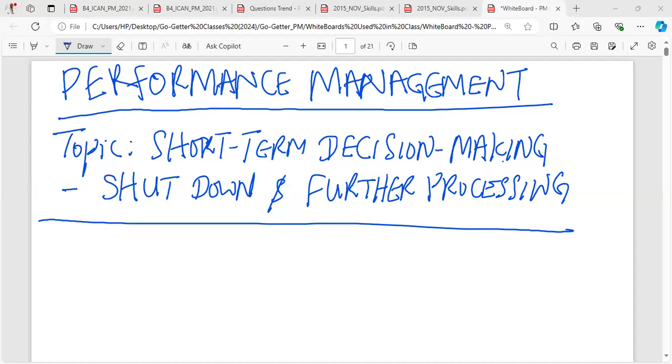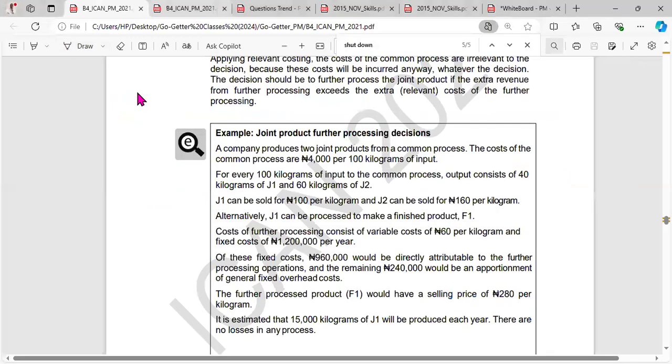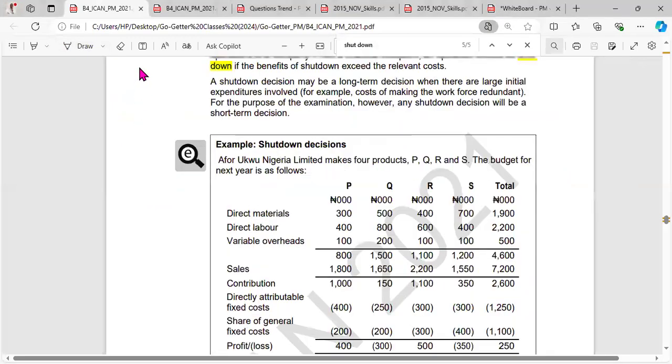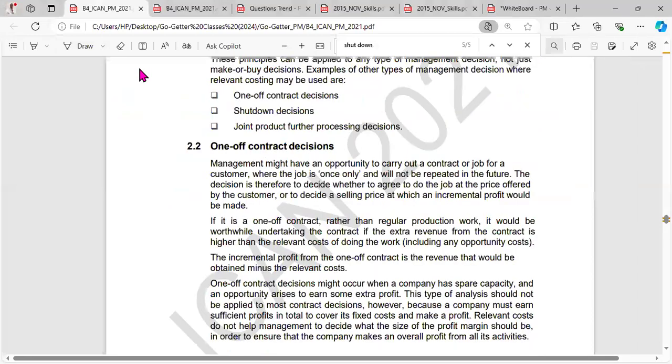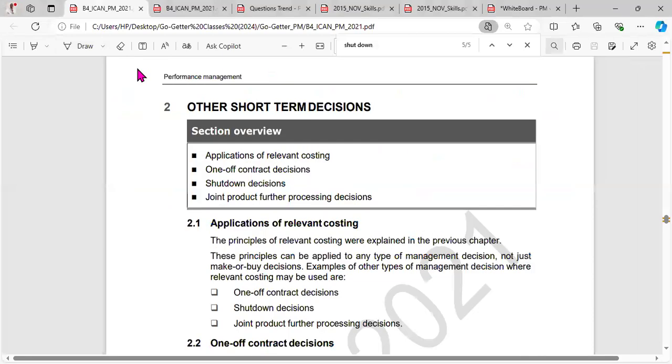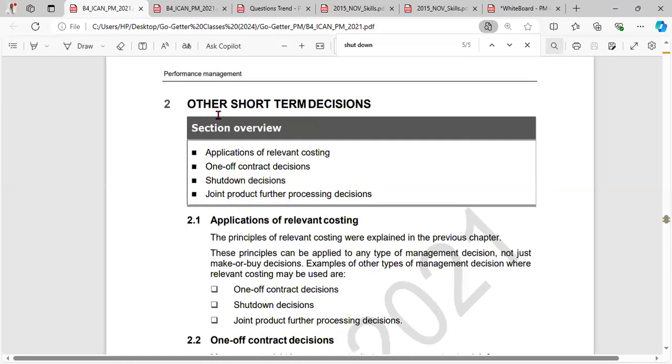So, what is shutdown and further processing? That's what we are going to be talking about today. These are termed other short-term decision-making costs and decision-making processes. We've learned of relevant costing, we've learned of one-off contracts. Now we are going to talk about shutdown and further processing. So let's go.